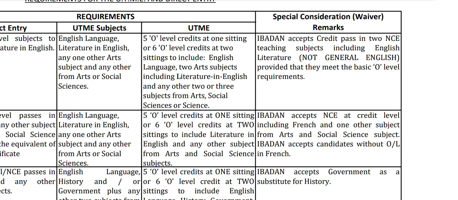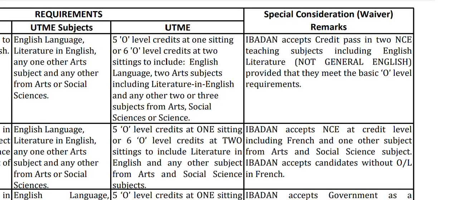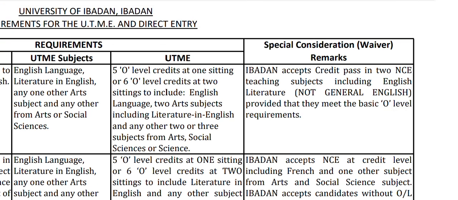Compulsory subjects are mentioned first and then other subjects. So this place, University of Ibadan, accepts credit passes in two NCE teaching subjects, including English literature, not general English, provided that they meet the basic O level requirement. Now, you must understand this: at NCE level they used to combine courses, a minor and a major one. Let's say English and political science, English and social studies, English and French, English and CRS and all that.